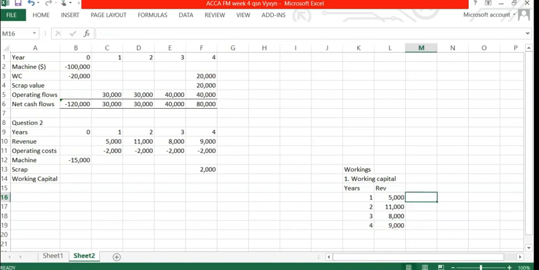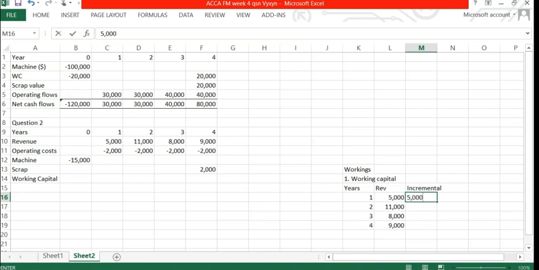Okay, and we are told that this is 10%. All right, 10%. But it is 10% of the incremental revenue. Remember the concept of relevant cash flows. So we are looking at incremental revenue. So let us say incremental. All right, so incremental, we start at 5,000.